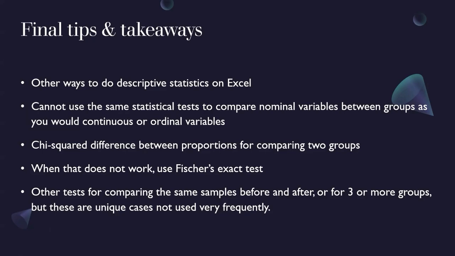When that does not work, when the criteria is not met and VassarStats gives you an error, you have to use the Fisher's exact test. Now, you might also wonder, what if I have 3 groups of people, not 2 groups of people? Then what do you do? Now, that is rarely done. You may notice, though, that it has started to become a little bit more common in the literature.